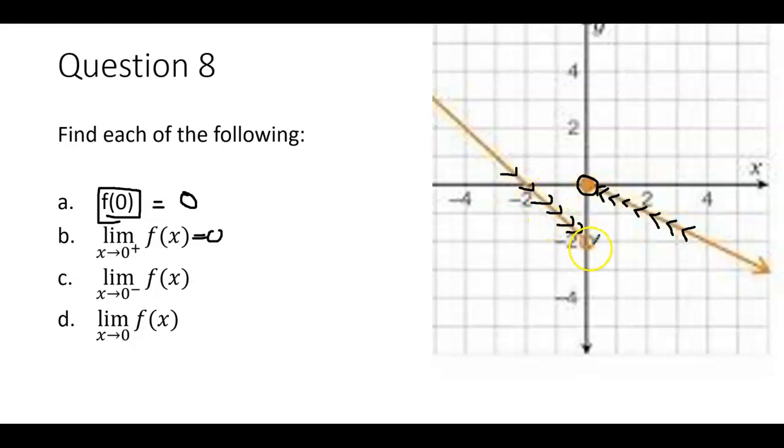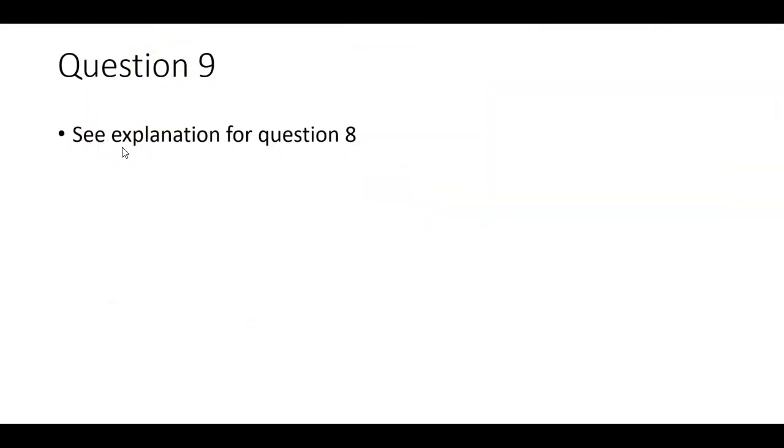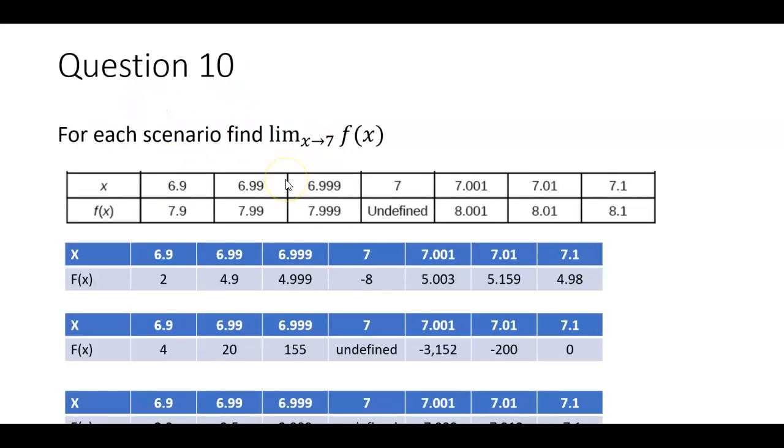But if I'm approaching 0 from the left, what y value am I approaching? Well, in this case, I'm approaching a y value of -2. So you'll notice that the limit from the right and the limit from the left don't match. And when that happens, the limit does not exist. So that's something to keep in mind as you are doing question number 8. Let's go ahead and move on to question number 9. You're going to use a similar explanation for 9 as we did for 8. So let's go ahead and take a look at question 10.